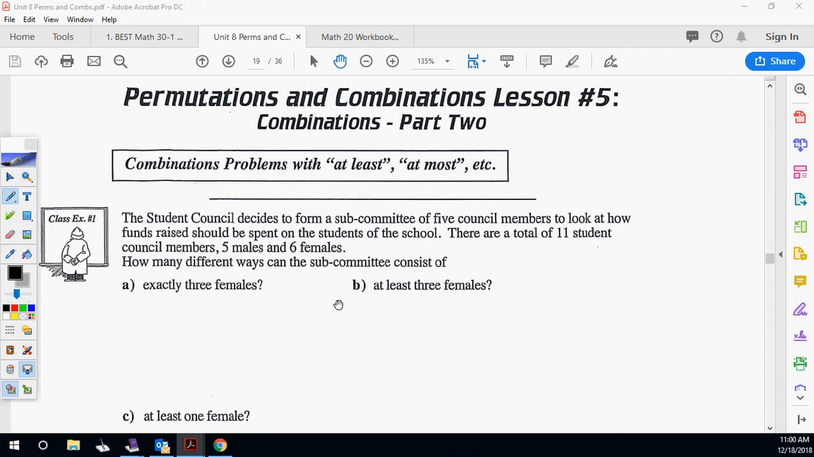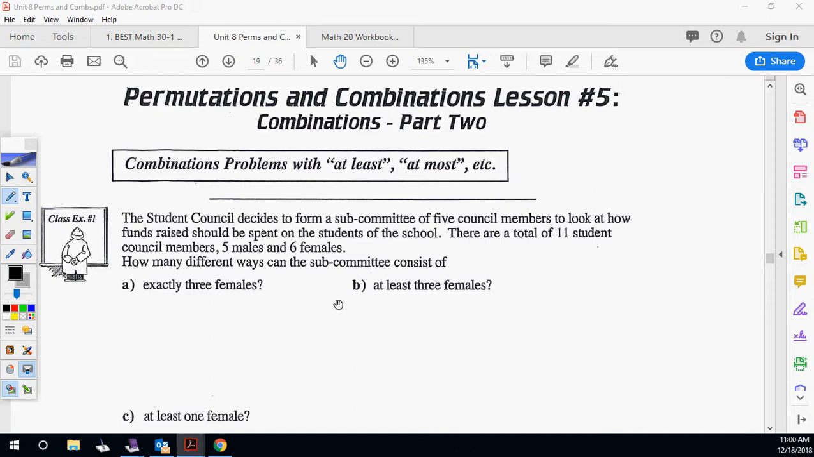5, last part of combinations here. Now we're going to talk about at least and at most. So that means that you have a couple options. If there are two different options that meet your requirements, because when you say at least or at most, that means that a couple things work, right? So what do you think you do with those? Just before we get to the notes, what do you think you do?